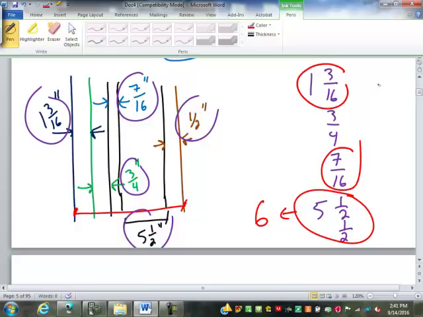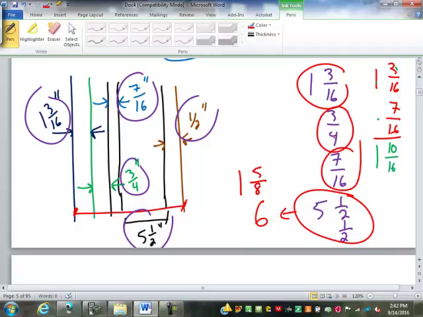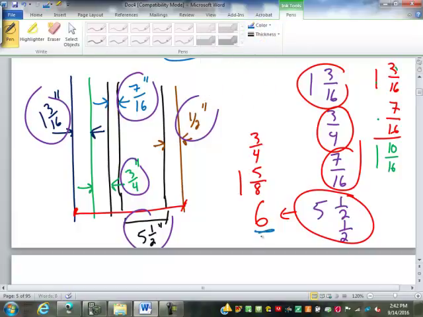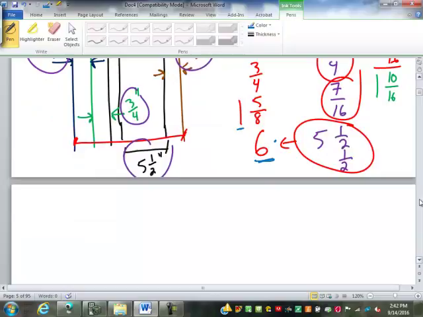Not 1 7/16, just 7/16. 1 3/16 plus 7/16. 3 and 7 make 10/16. 1 and nothing makes 1. The 10/16 can be reduced to 5/8. So that is 1 5/8. And now I still have my 3/4. So I'll put 3/4 over here. Since the 6 is a whole number without any fractions, I can combine it to either of those real easy. I'll just combine it with the 1. So I have 1 and 6 makes 7 and 5/8, and we're going to add 3/4 to it.